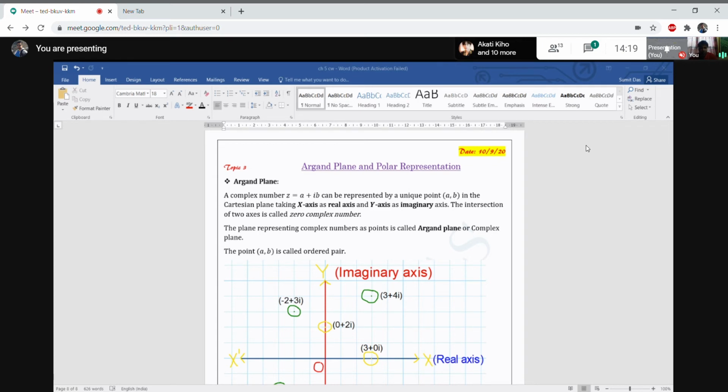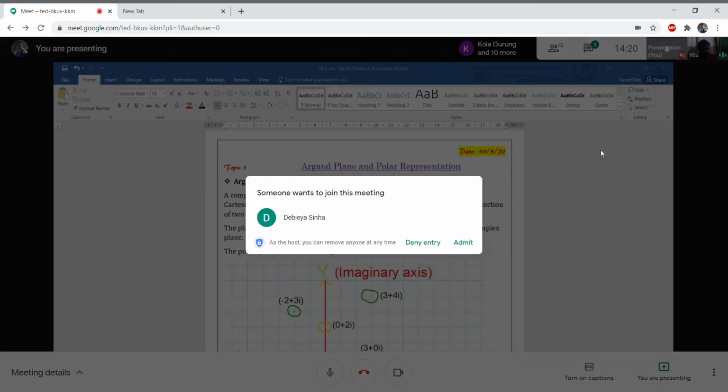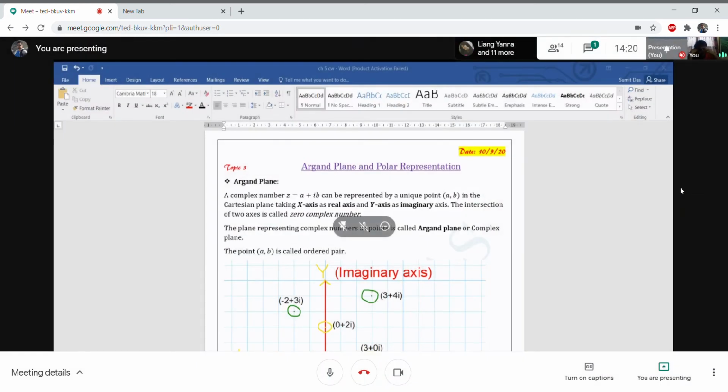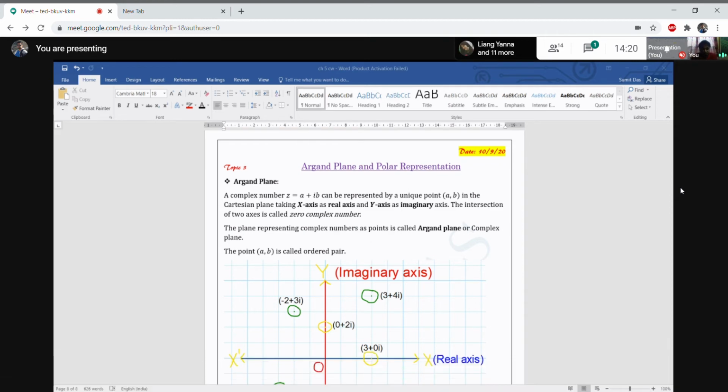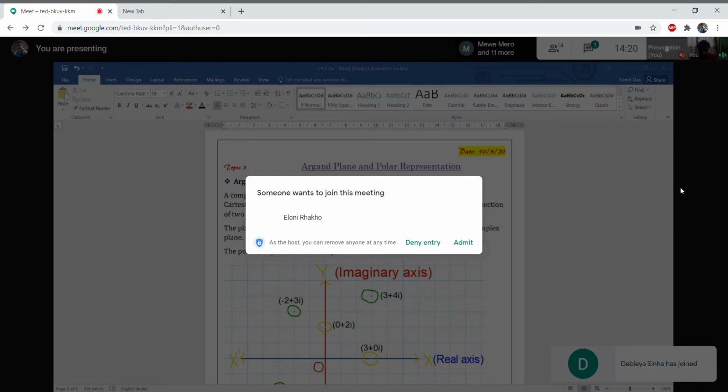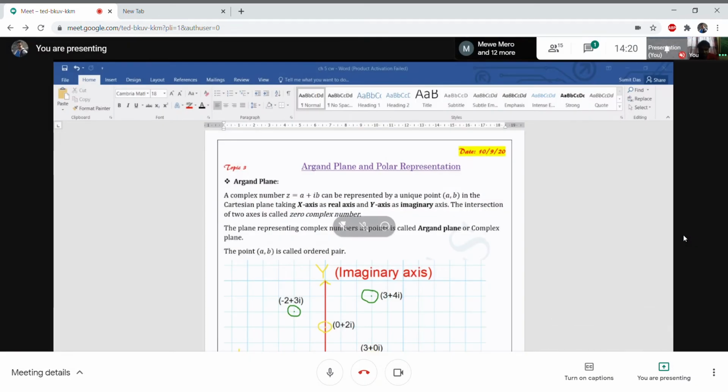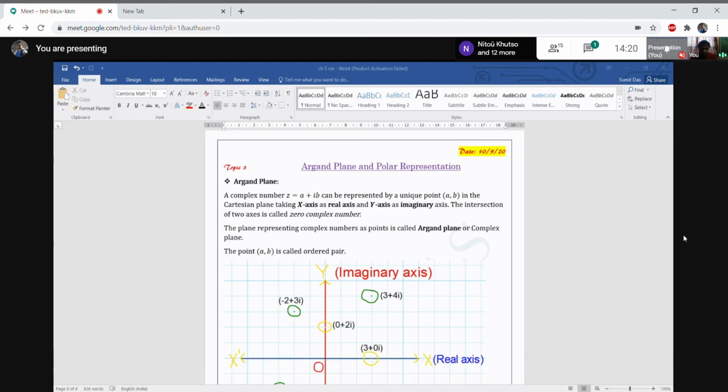Okay, so today's topic is the representation of the complex number. How can we represent a complex number in a plane, like we used to represent a number in the Cartesian plane, suppose (3, 4)? After learning numbers, we used to represent them in the Cartesian or graph plane. Similarly, here we'll represent the complex number in a plane. The plane where the complex number can be represented is called the Argand plane. So our topic is the Argand plane and polar representation.